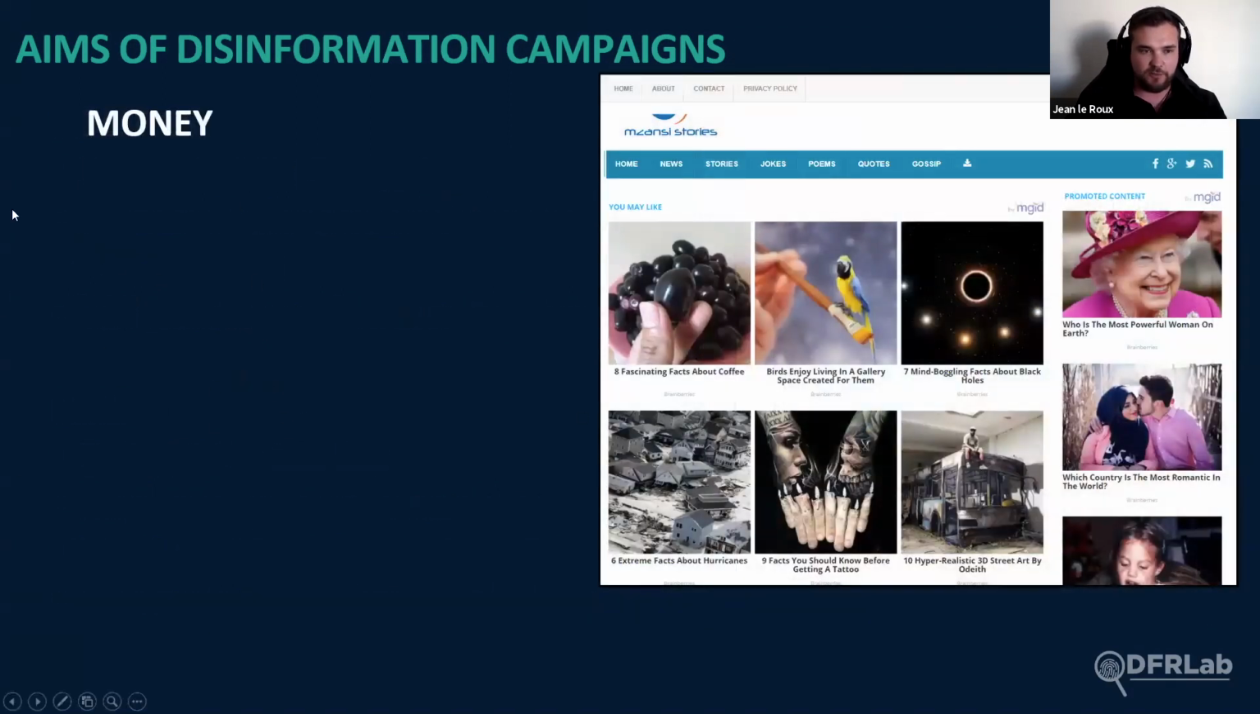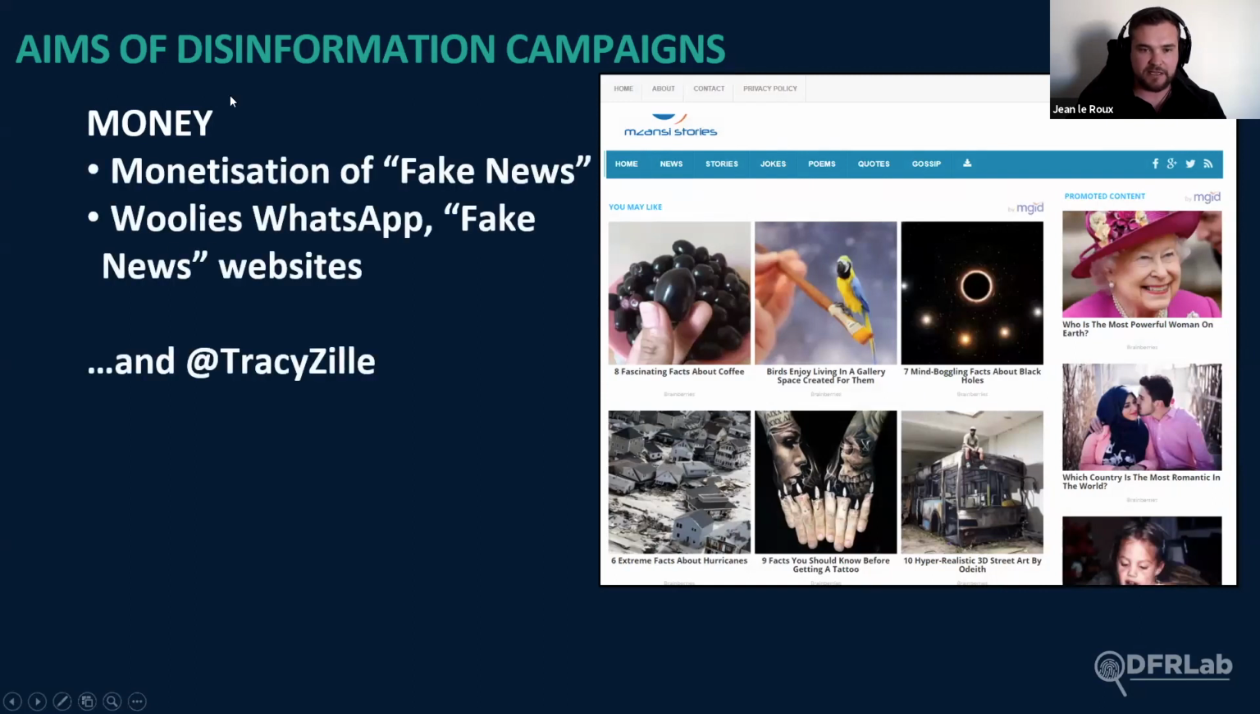The third example would be then money. Now, this is quite often seen on fake news websites. The example that I've provided here is an example of one of the fake news websites. And all of these articles and things that you see are adverts. And that's how they monetize the traffic coming to the site.